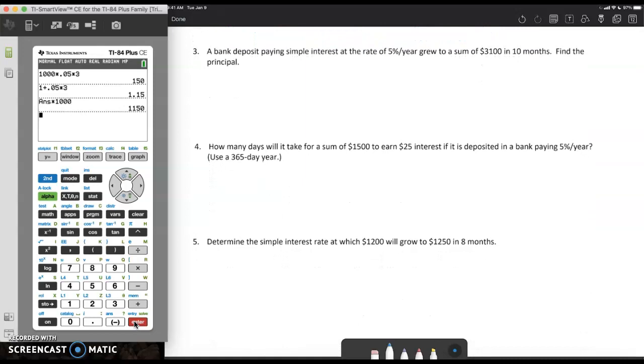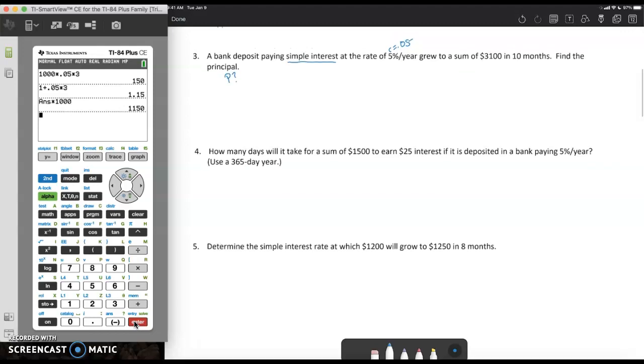Okay, let's see. Number 3, a bank deposit paying simple interest. So again, we know in this situation it has a rate of 0.05. I'm going to go ahead and say that that's my R. It grew to a sum of $3,100 in 10 months. Find the principal. So in this case, we're looking for the P.